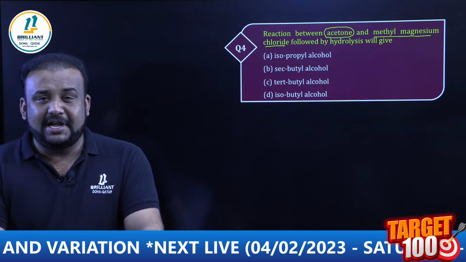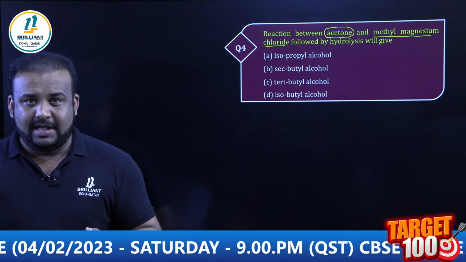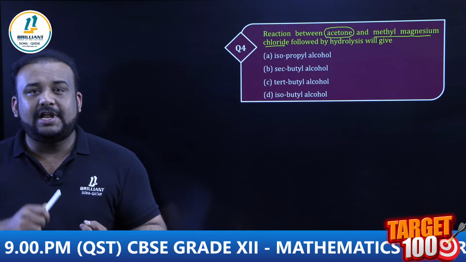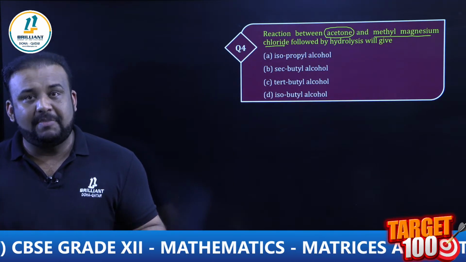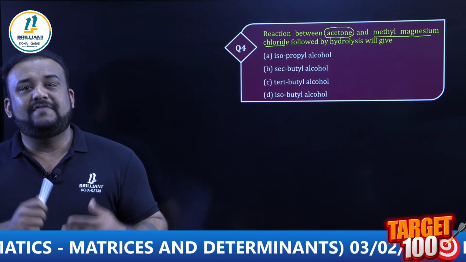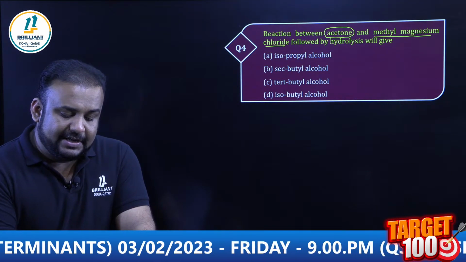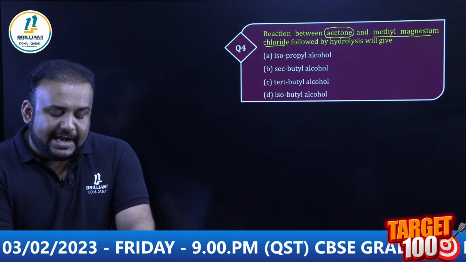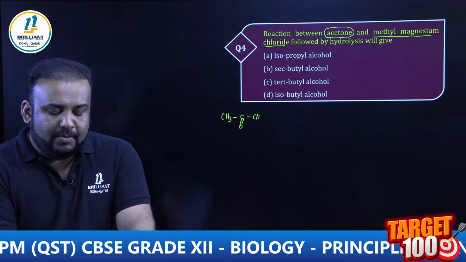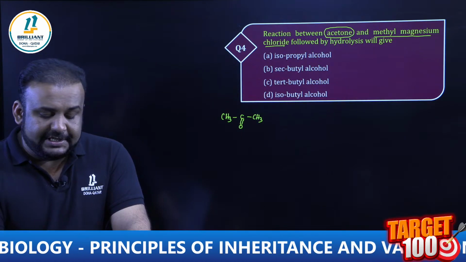Let me just remind you, if the aldehyde that you're taking is methanal and it reacts with Grignard reagent, you will get primary alcohols. If you are taking any other aldehyde other than methanal and you treat it with Grignard reagent, you are going to get secondary alcohols. And if you take a ketone, you are going to get a tertiary alcohol. So in this case, what is going to happen? Let's see. Acetone is propan-2-one. This is the compound called acetone. The common name is acetone, and propan-2-one is the IUPAC name.